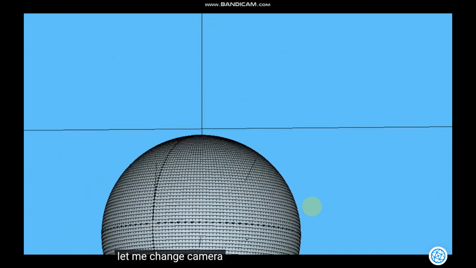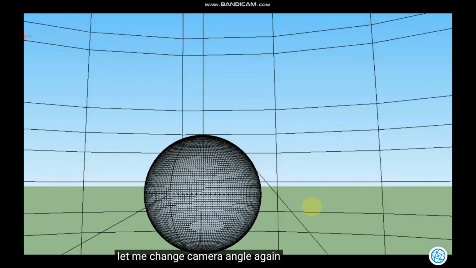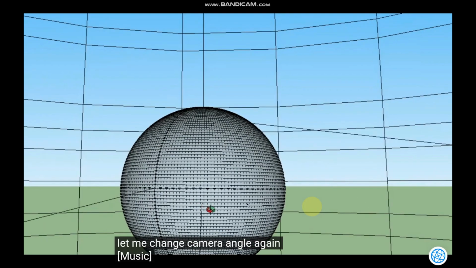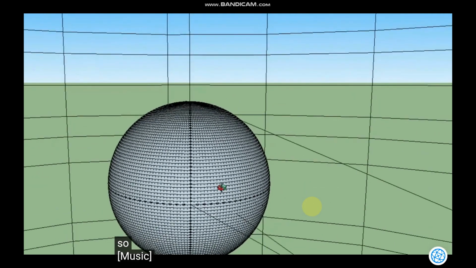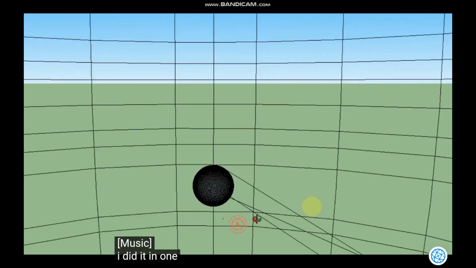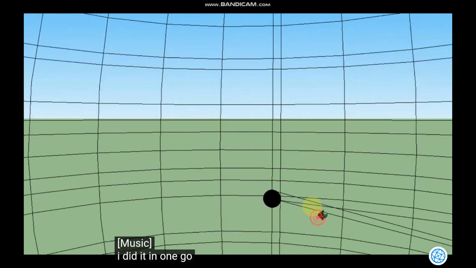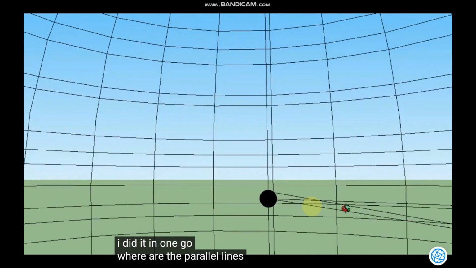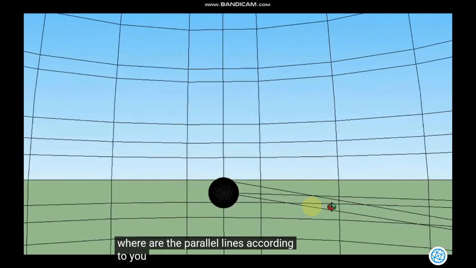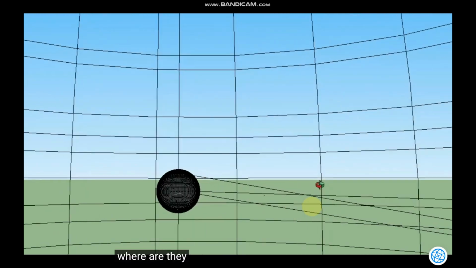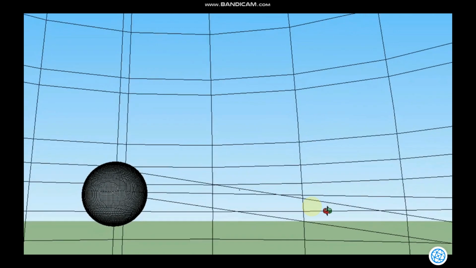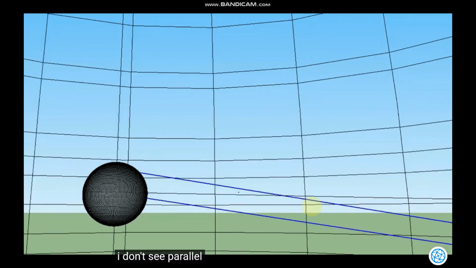Let me change camera angle again. So I did it in one go. So where are the parallel lines according to you? Where are they? I don't see parallel lines.